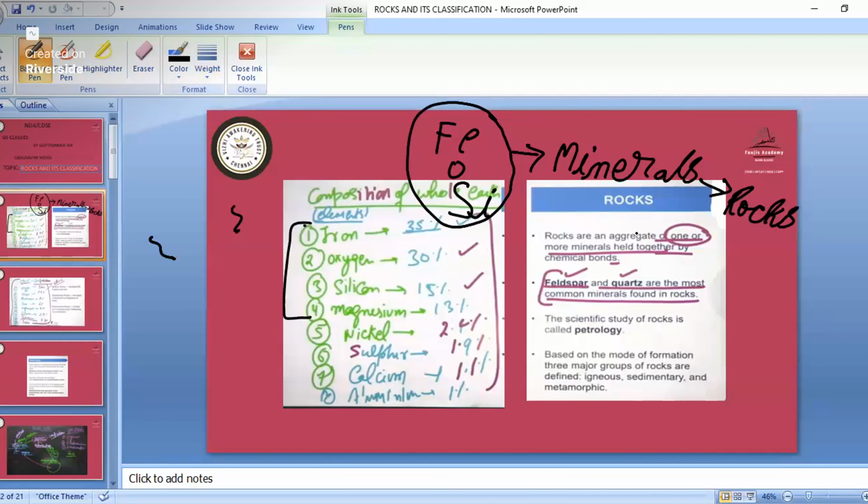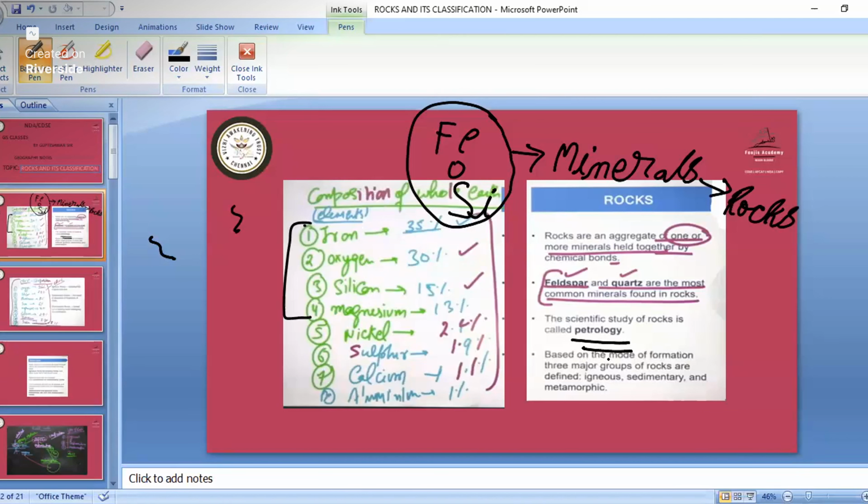So, now what are rocks? A group of minerals that is held by chemical bonds is known as rocks. In later stages we'll study sedimentary rocks, igneous rocks, and metamorphic rocks. Minerals like feldspar and quartz are common minerals found in one part. That particular solid part is known as rock. The scientific study of rocks is known as petrology.